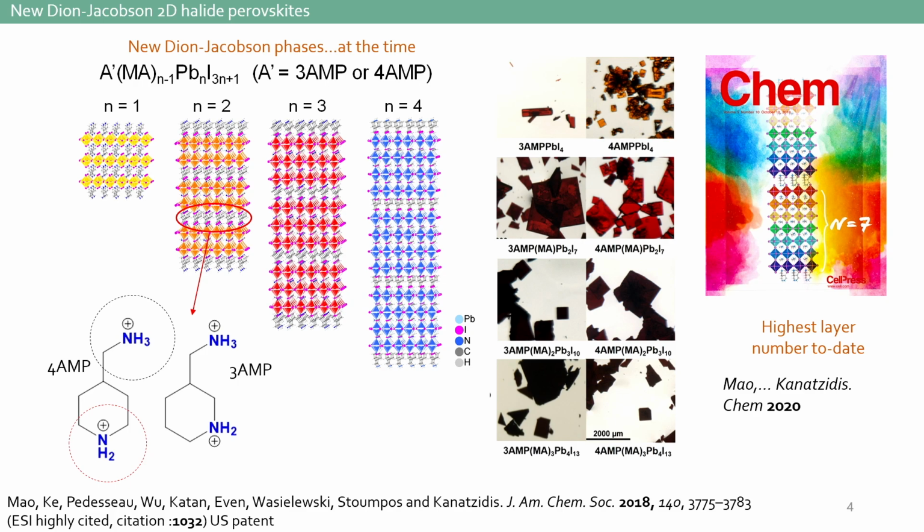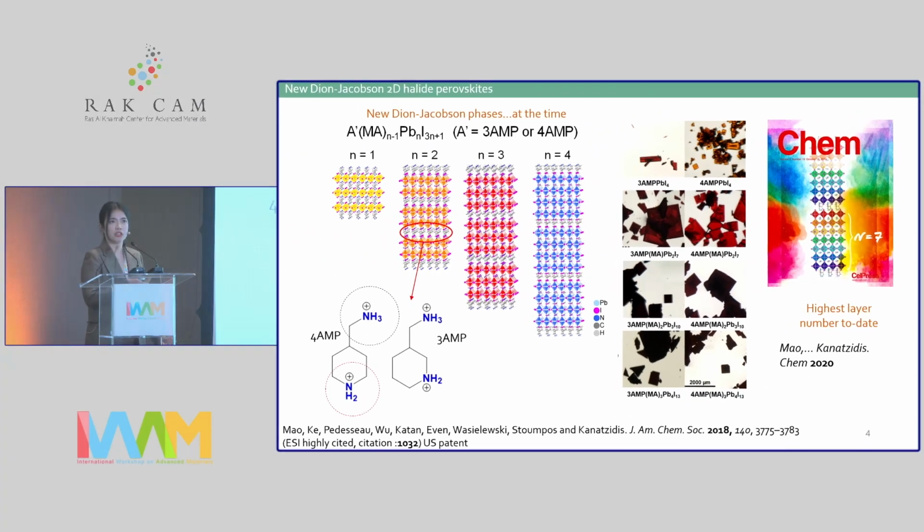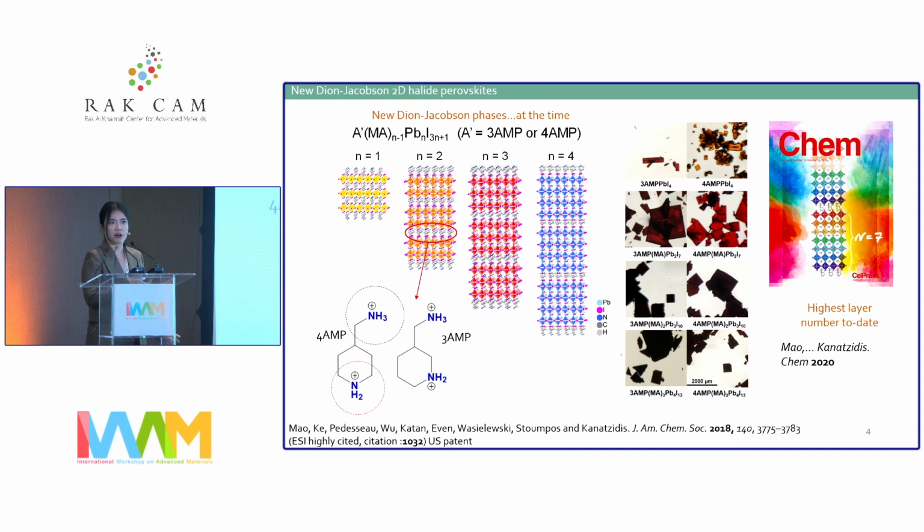And at the time, we also worked on a relatively extreme high layer number, which is n equals 7. Even though there are some so-called quasi-2D perovskites that claim to have n equals 20, 40, I believe that it's very difficult to characterize. So at the time, we were able to characterize it with single crystal XRD and identify these phases.